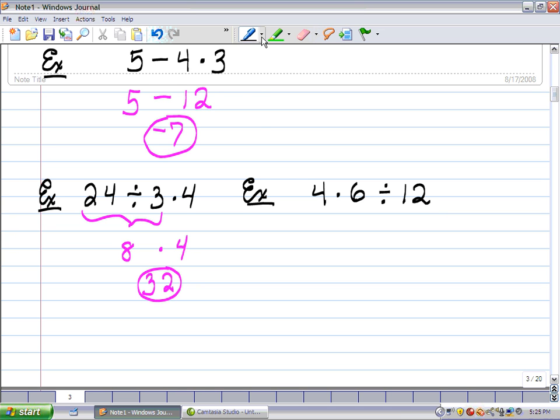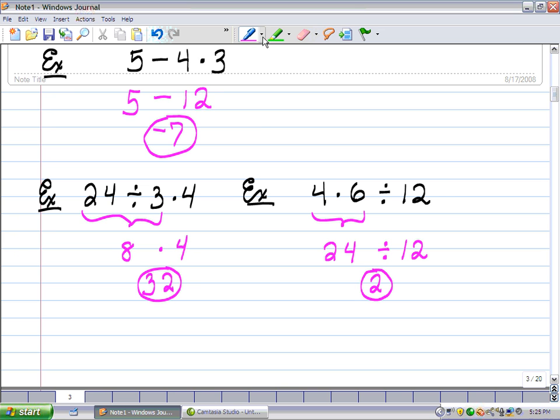Okay, which one is first here? The multiplication is first, so I'm going to do the multiplication first. 4 times 6 is 24, and then I'm going to divide by 12. 24 divided by 12 is 2. So my answer is 2.